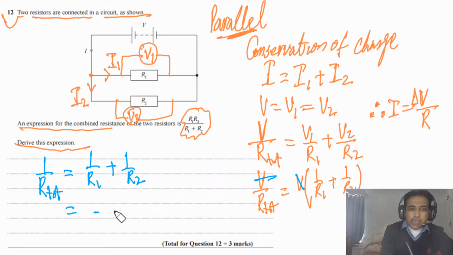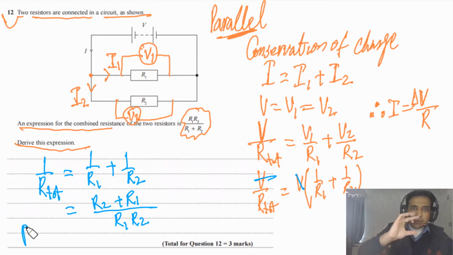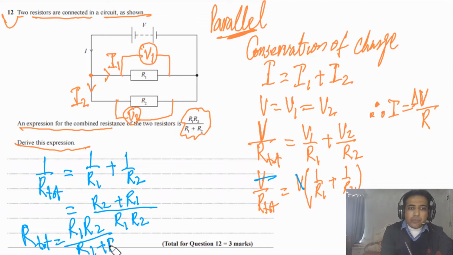Now simply we can take the LCM, which is R1 times R2. So here we will get R2 plus R1. This is the combined resistance, so we simply need to flip this. R total in this case will be equal to the product of R1 and R2 divided by the sum of R1 and R2. This question has 3 marks. If you have written these points, you will get 3 marks.